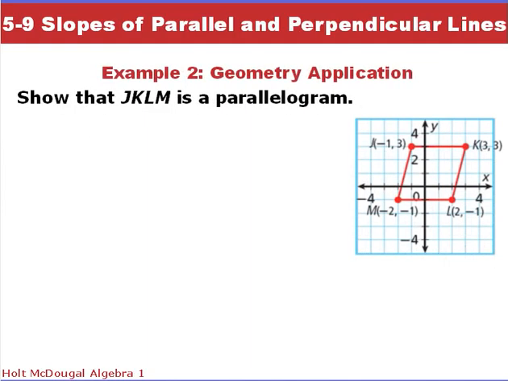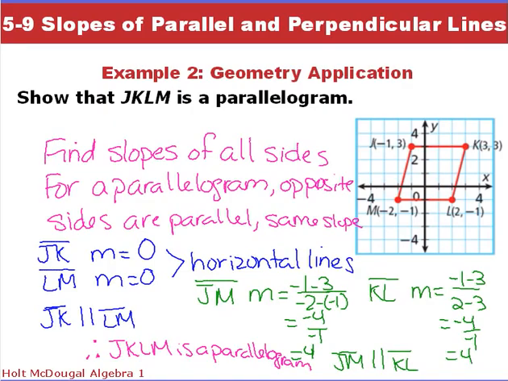Now we have a geometry application. We want to show that JKLM is a parallelogram. To be a parallelogram, that means both pairs of opposite sides are parallel. So we'll find the slopes of the opposite sides. You notice that JK and ML are horizontal lines, so they both have a slope of 0. So we know that those two sides are parallel.